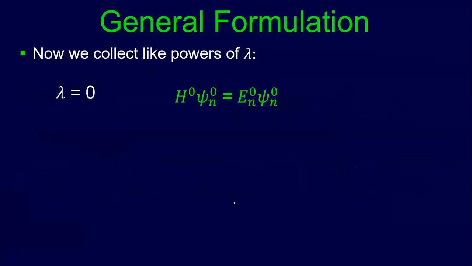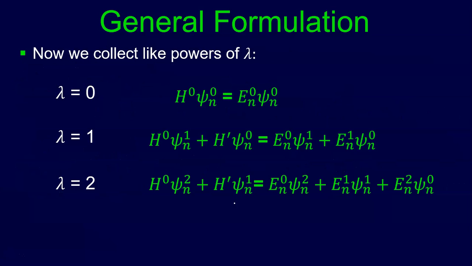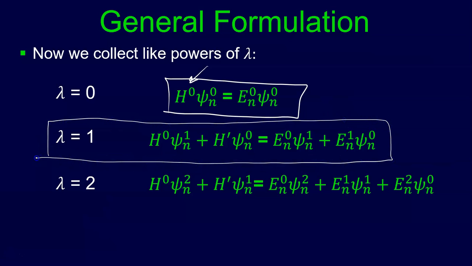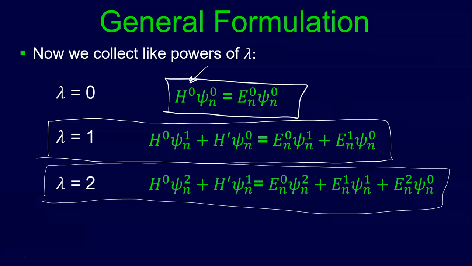And the reason we do that is we're going to collect the different powers of lambda. And so here's that lambda equals 0, which again is just our original Schrödinger equation of that system that we love and know from some point in the past. And then this will be our first order equation from this power series, and our second order. So these are what we're going to use to go through and develop our theory.